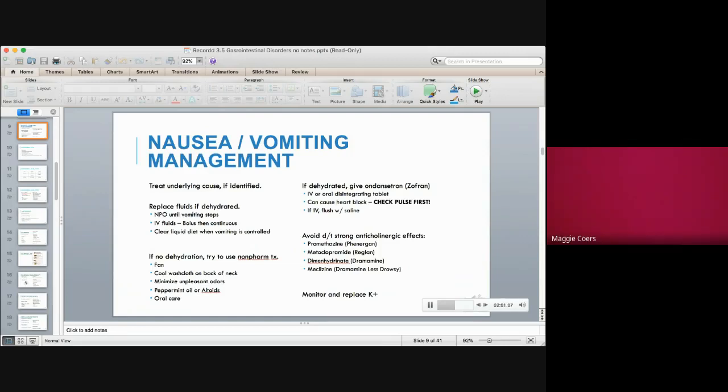Zofran does have a lot of drug interactions, and we should go ahead and call the doctor if that heart rate goes low. One thing, if you're giving Zofran IV, any medication IV, always make sure that you flush with saline afterwards so that they get the full dose of the medication. Okay. We identify and treat the underlying cause.